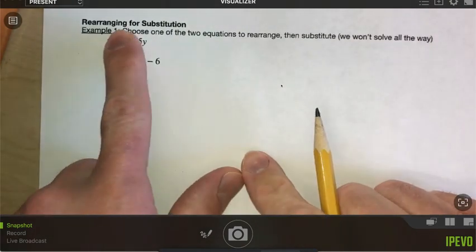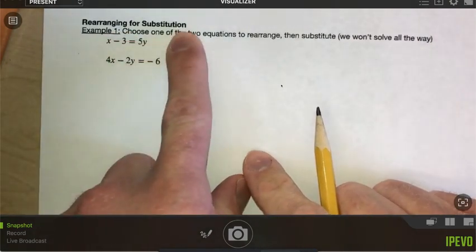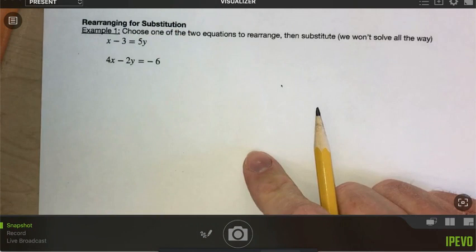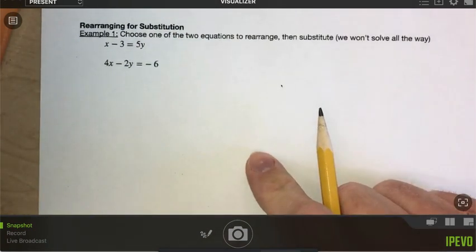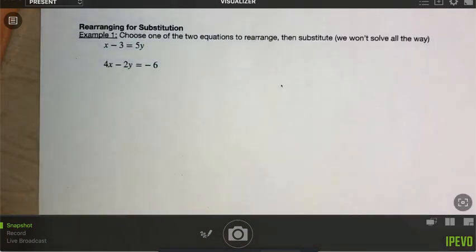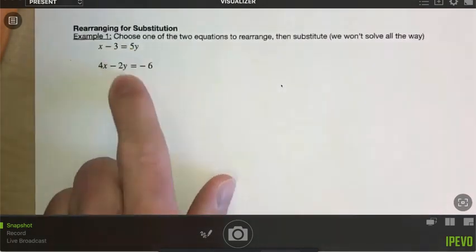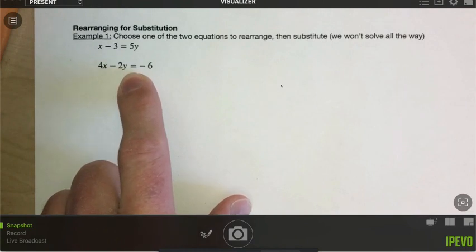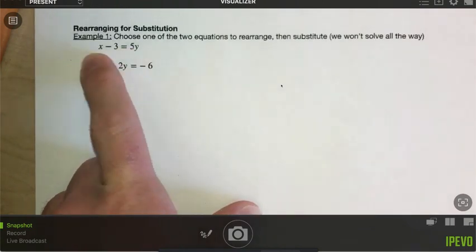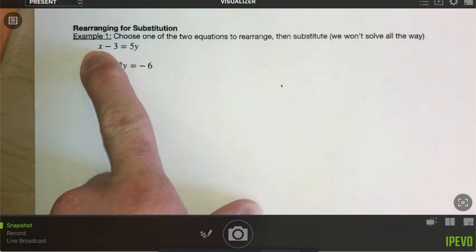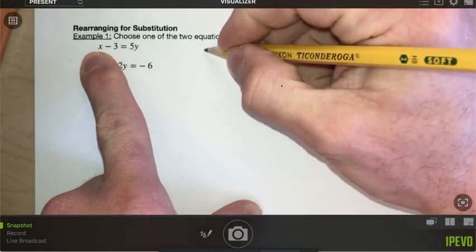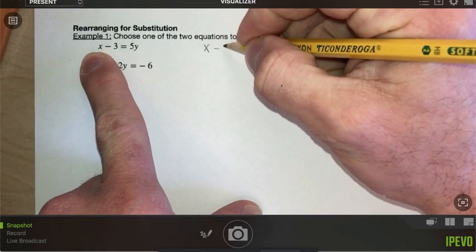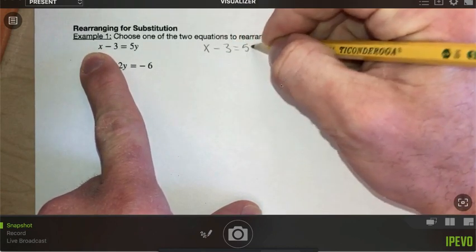So now I want you to actually rearrange one of these equations for substitution. So if I'm asking you to solve for a point of intersection, but neither one is equal to a variable, I got to decide, can I rearrange one of them to make it work? Notice how x is already by itself in this first equation. So I'm going to go with this. I'm going to say, let's rearrange this guy.